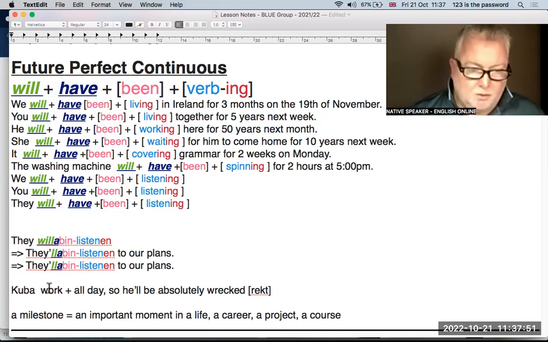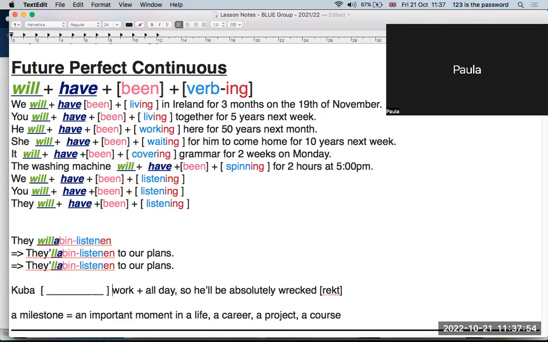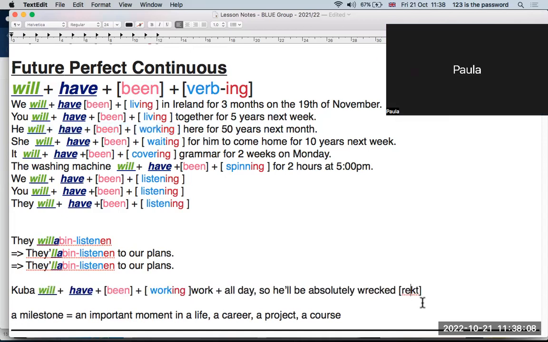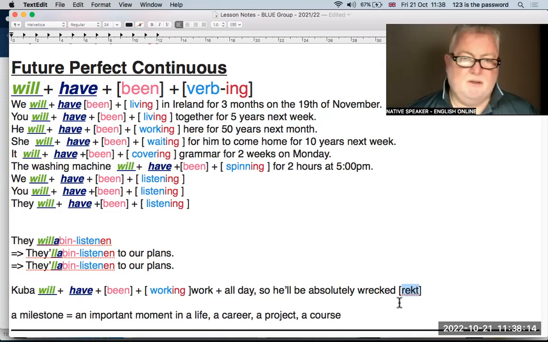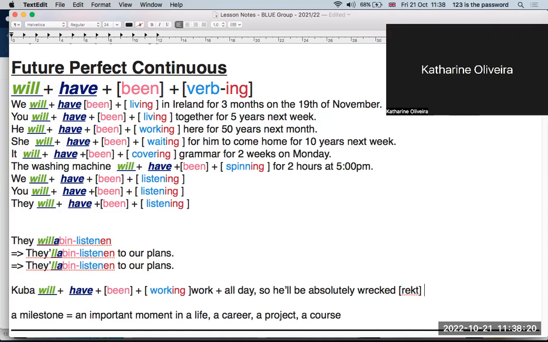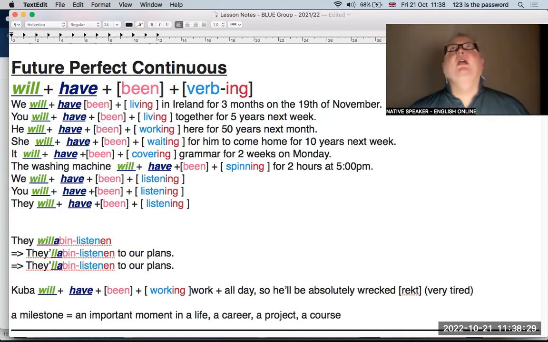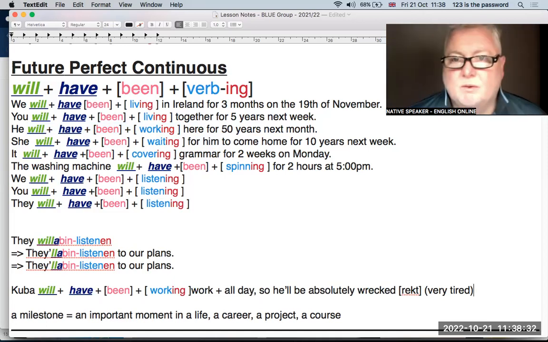So Kuba work all day. So Kuba will have been working all day, so he'll be absolutely wrecked. What did you say? Oh, they're absolutely wrecked. Perfect. He'll be absolutely wrecked. Katerina, absolutely wrecked means? Very tired. Yeah, very tired. And Katerina, it's a very popular phrase. Everybody says this. Okay, everyone loves that phrase.